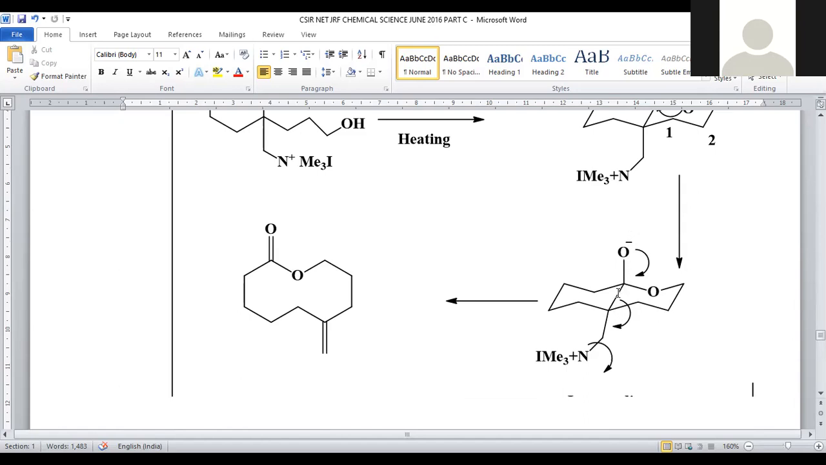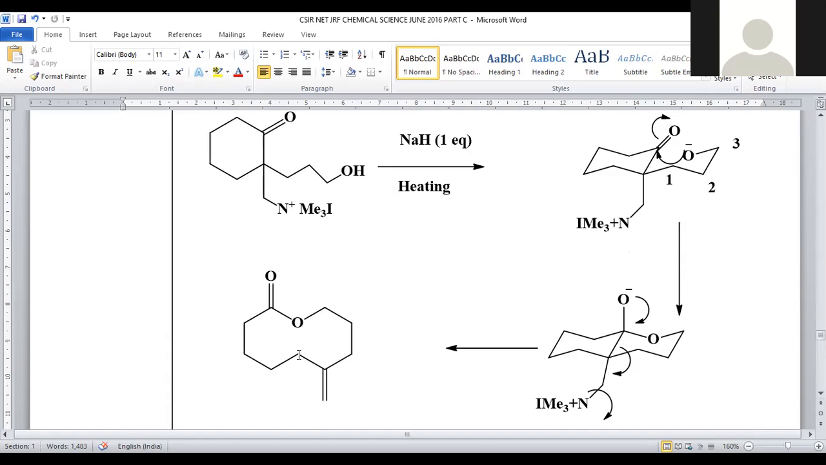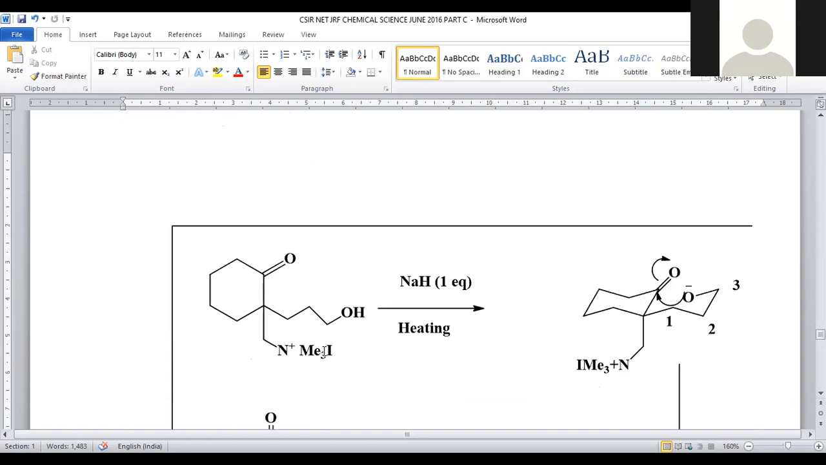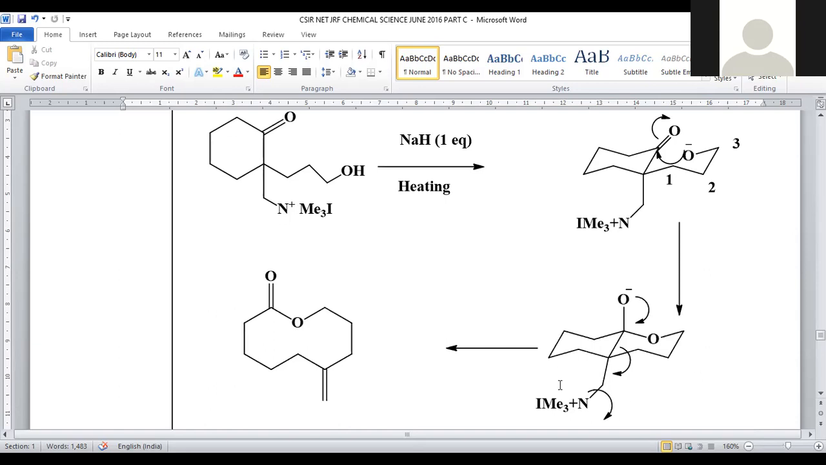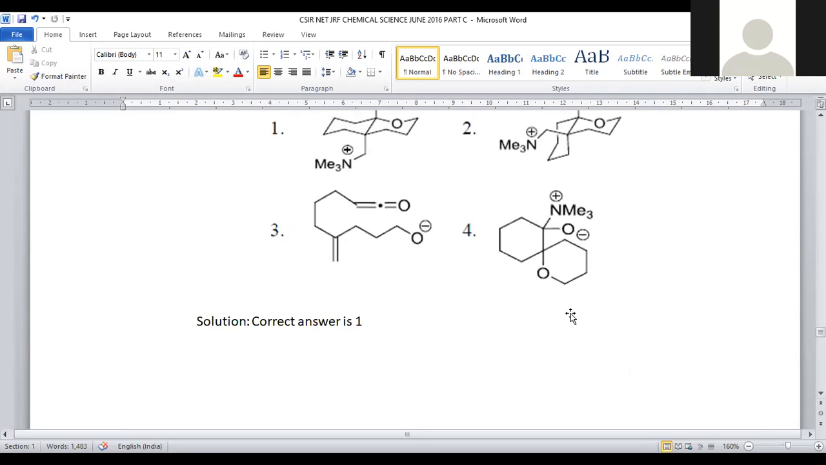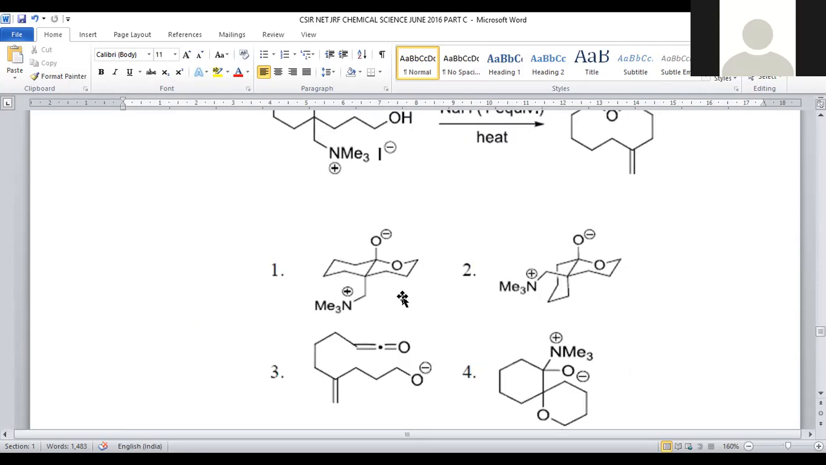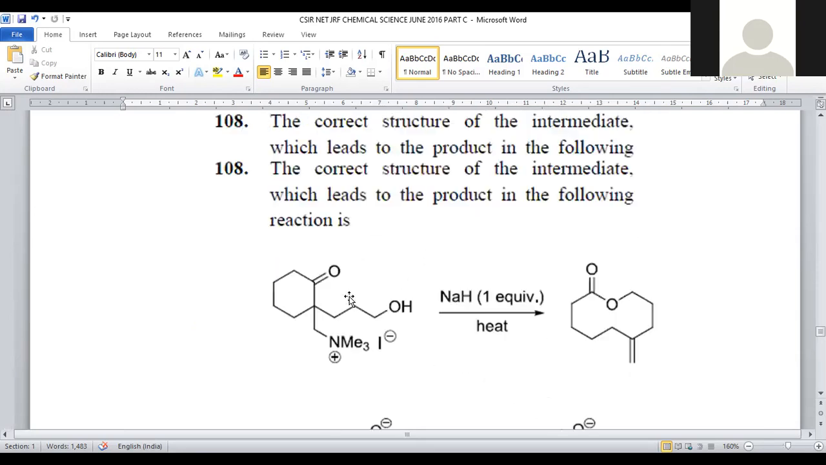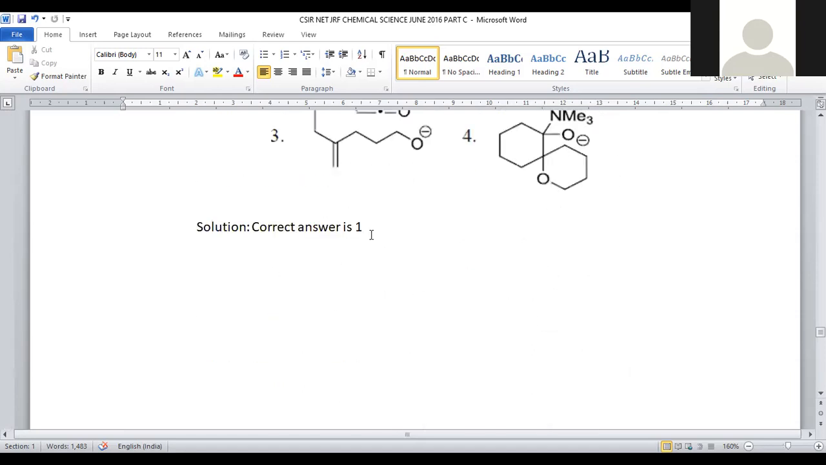So here the sigma bond will be cleaved and the carbon-carbon double bond will be originated, so that we get an olefinic double bond in this center, and here the lactone ring will be generated. So the intermediate will be this quaternary salt with O minus and the oxygen within the ring structure. That is only provided in option number 1. For question number 108, option number 1 is the correct one.